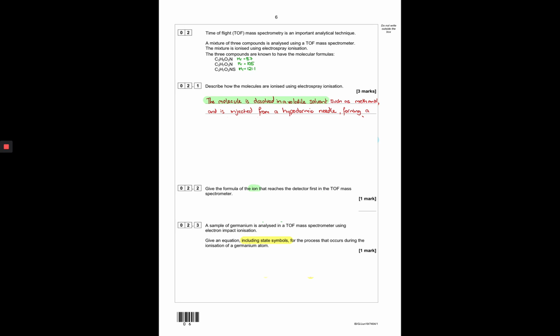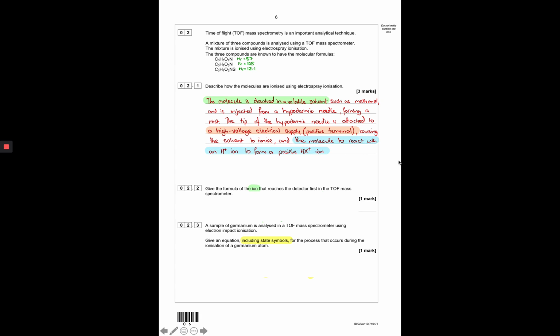So the first mark, you had to make it clear that it was dissolved in a solvent. That solvent will be volatile because we need it to evaporate easily, but really it was dissolved in a solvent. You didn't need to know it was methanol. They weren't absolutely specifying that you had to say it was injected into a hypodermic needle, but they wanted you to make clear that a high voltage, or a positive terminal, was going to be applied to it. The consequence of that high voltage was that the solvent ionized, and then the key bit.